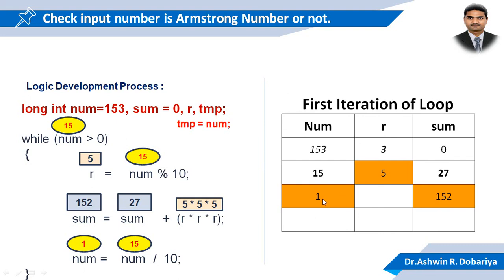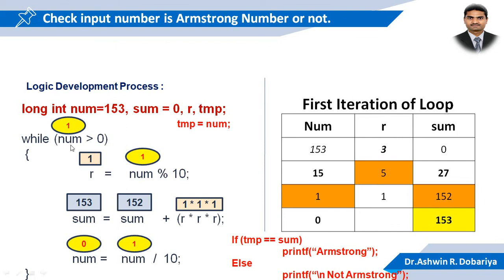So now the latest value of num is 1, and again the loop will execute, checking whether num is greater than 0. Yes, 1 is greater than 0, then 1 modulus 10. Now the number is less than the divisor, so the number itself is returned as the remainder. So the latest value of r is 1, then the old value of sum is 152 plus the cube of 1, which is 1. So 152 plus 1 becomes 153. So now the latest value of sum is 153.